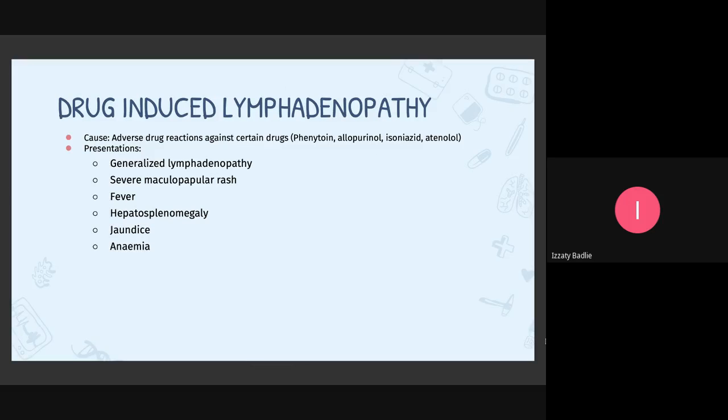Drug-induced lymphadenopathy. As the name goes, this lymphadenopathy is caused by an adverse drug reaction against certain drugs such as phenytoin, allopurinol, isoniazid, and also atenolol. The presentation is generalized lymphadenopathy with severe maculopapular rash. They will also have fever, hepatosplenomegaly, jaundice, and anemia.